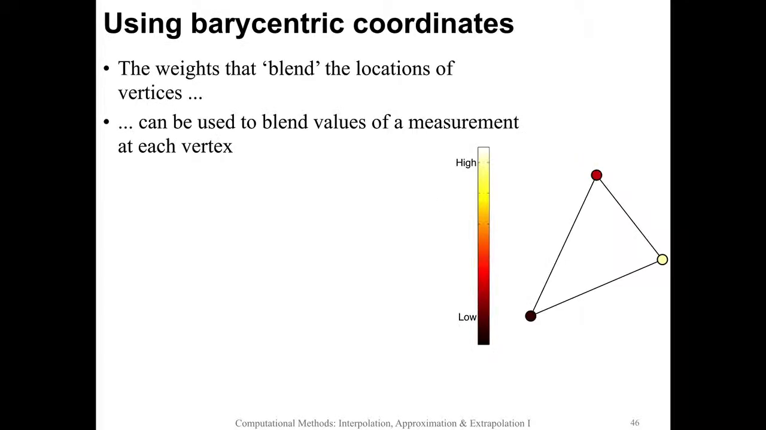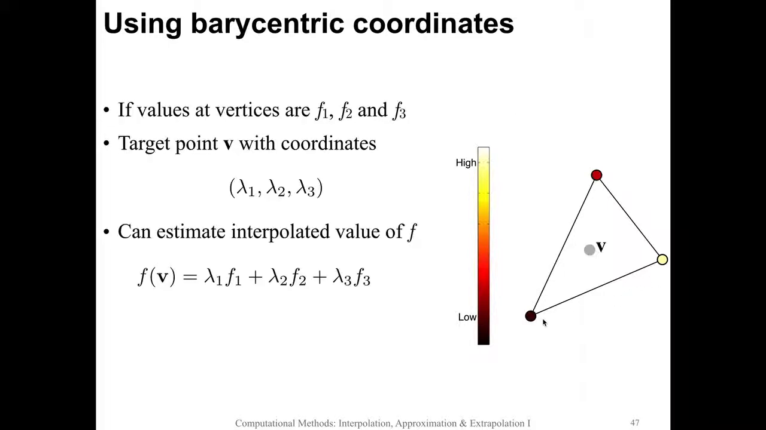So we can use these barycentric coordinates because we know that these lambdas, these weights, are used to blend the locations of the vertices to find any arbitrary point inside the triangle. We can use them also to blend the values of any measurement at each vertex. So let's assume that this color coding now represents a measurement value at each of our vertices. Then we can blend those values to get the value at a new location.